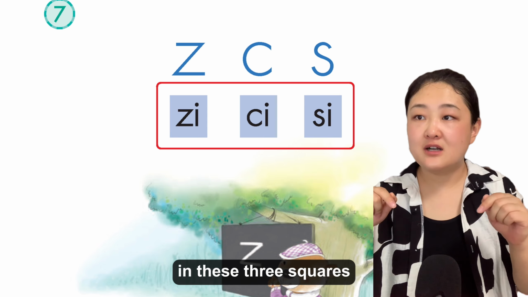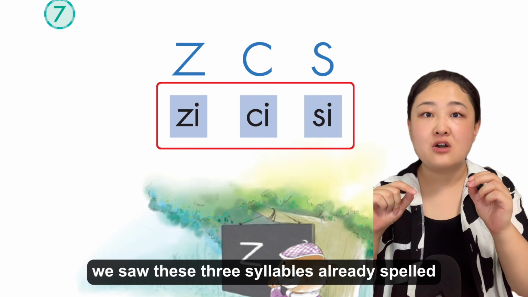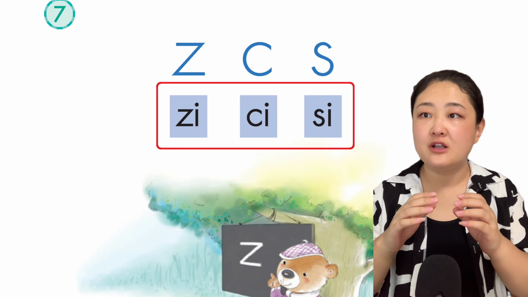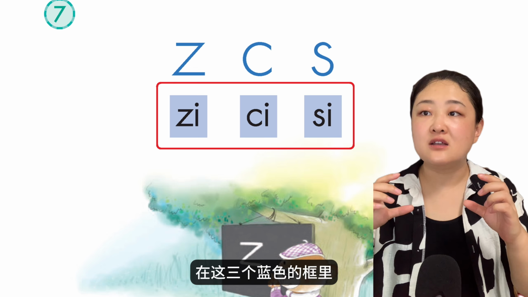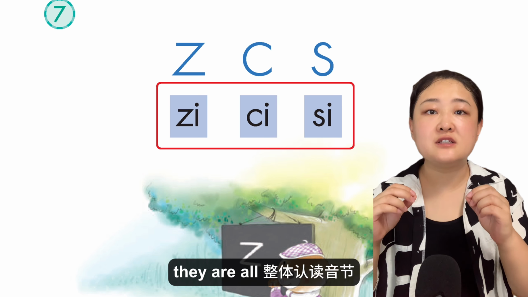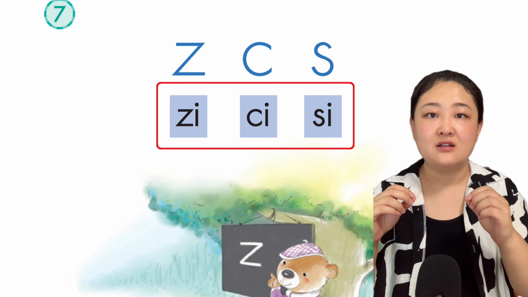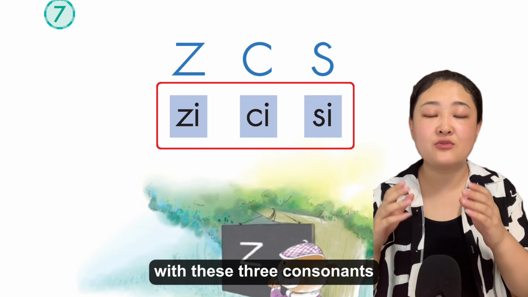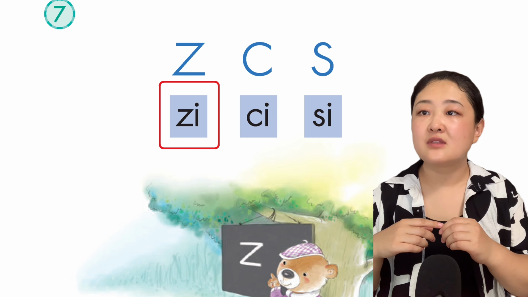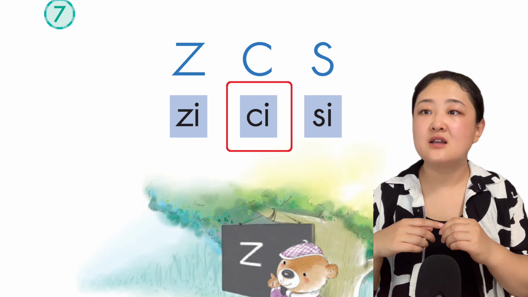In these 3 squares, we saw these 3 syllables already spelled, that is already with the 声母 and 韵母 put together. 在这3个蓝色的框里，有3个已经拼好的音节。They are all 整体认读音节。Their sounds are basically the same with these 3 consonants. Repeat after me. zi, ci, si.